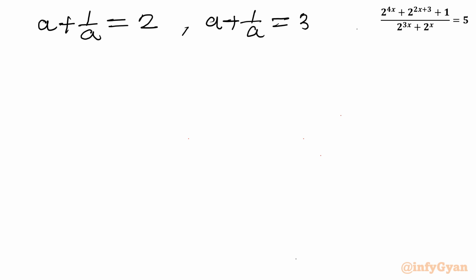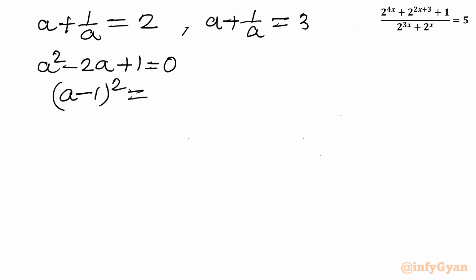Now let us frame one quadratic equation in the first equation. So I will be writing a square minus 2a plus 1 after multiplying both sides with a, equal to 0. So the left hand side is a perfect square, so a equal to 1 with multiplicity 2.